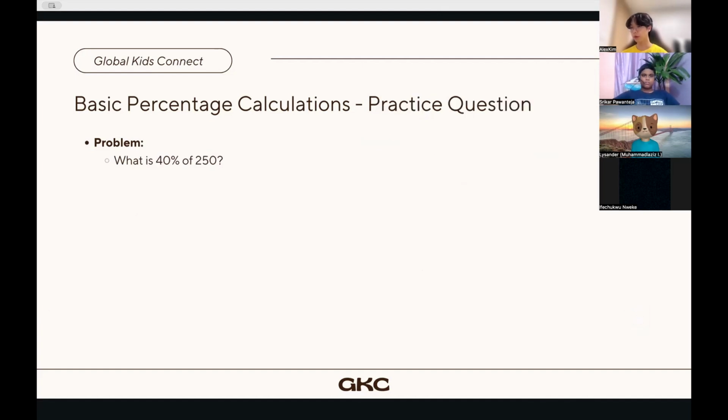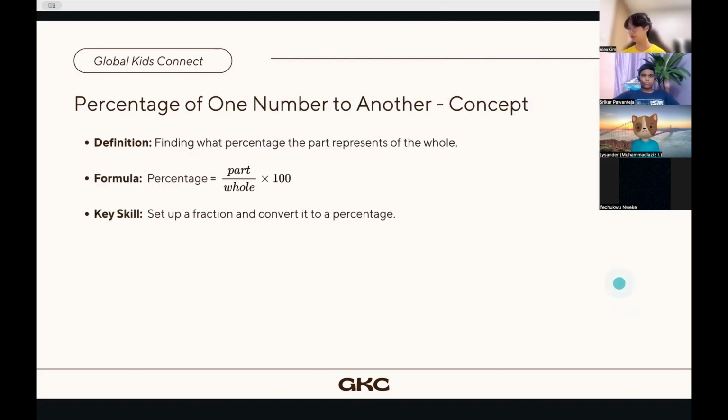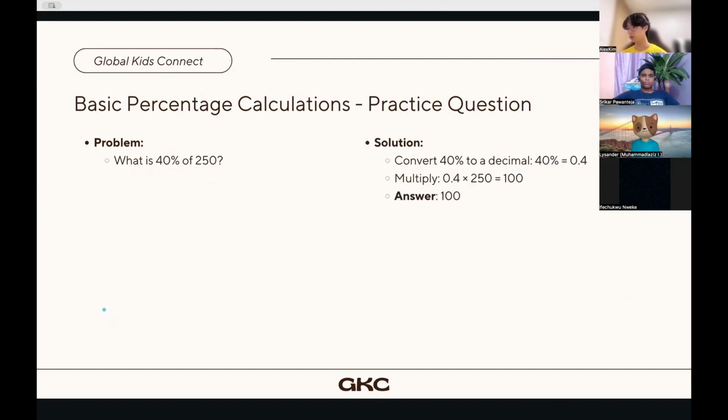So, another practice question. We have a lot of material to go through, so I think we can pass on this one because it's basically the same question asked before: do the same steps and get the same value. Looking at the solution, you can convert 40% to a decimal, 0.4, and multiply 0.4 by the number of interest, which is 250, to get the value of 100.